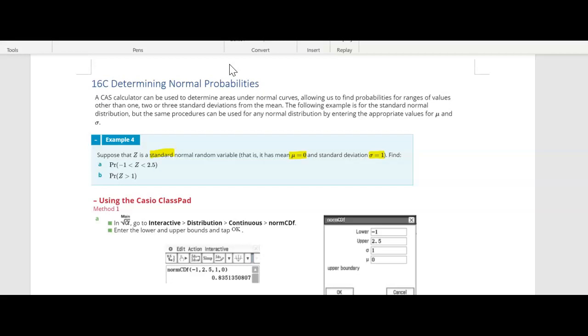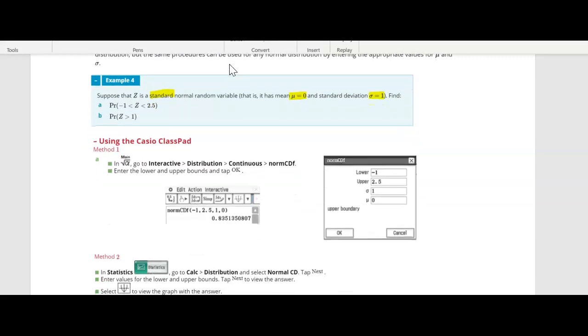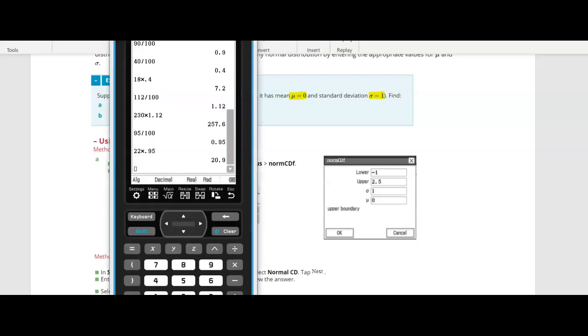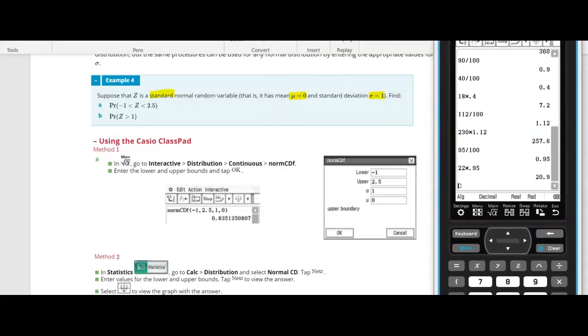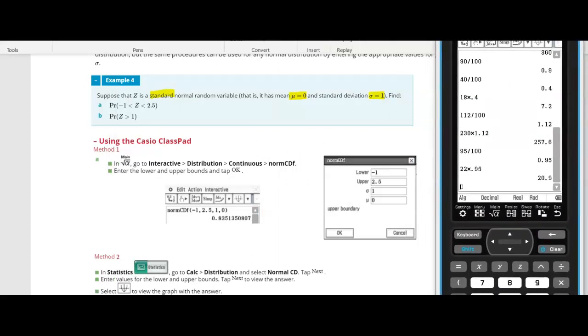Okay, so for question A, we need to find the probability that the standard normal random variable is between -1 and 2.5. So on your calculator, you've got these steps here, so let's go through them. Let me just get my calculator up, and I'll leave that screen there as well.